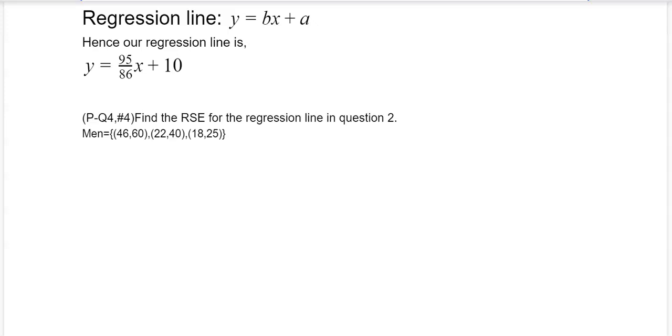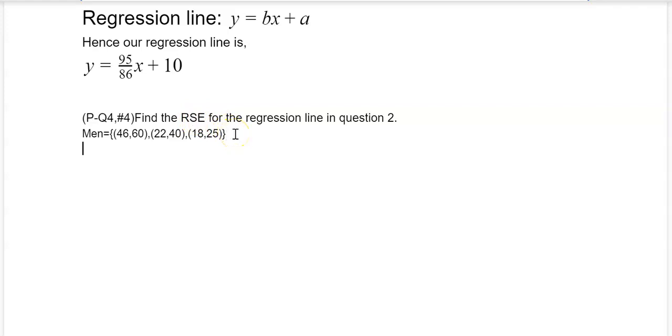Okay, so let's do practice quiz 4, question 4. In question 3, we found the regression line. It was y equals 95 over 86x plus 10. So in question 4, we have to find the RSE for the regression line.